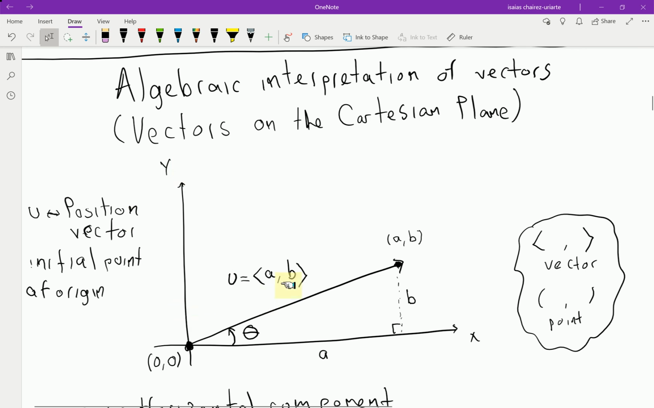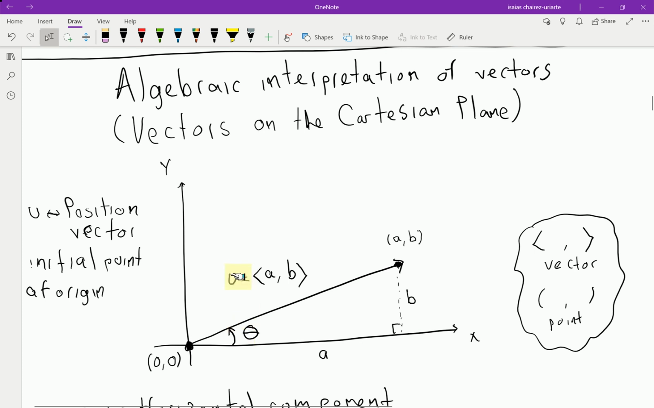Alright, so here I have a vector, I'm calling it u. Its initial point is at the origin. Its terminal point is this point a comma b. And there's an angle, theta, that is created between the positive x-axis and my vector. That angle theta is going to be the direction of my vector.